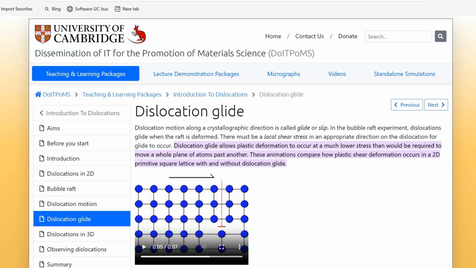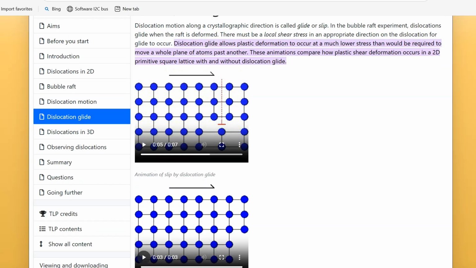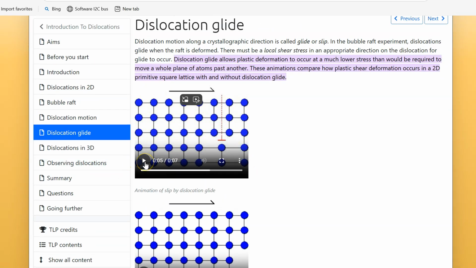Another video of dislocation glide can be found at the University of Cambridge DoITPoMS site. On this site we see dislocation glide being illustrated. We have an edge dislocation right here. We're applying a stress to the crystal and we're seeing it move. Sorry, let me just start at the beginning. We have an edge dislocation right here, and we're seeing it move.